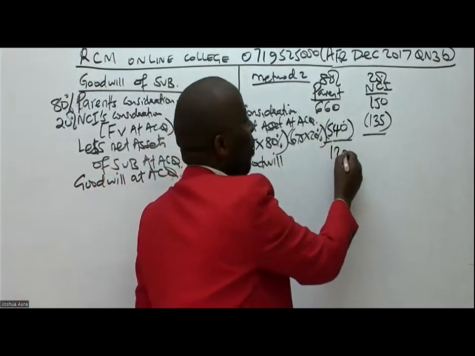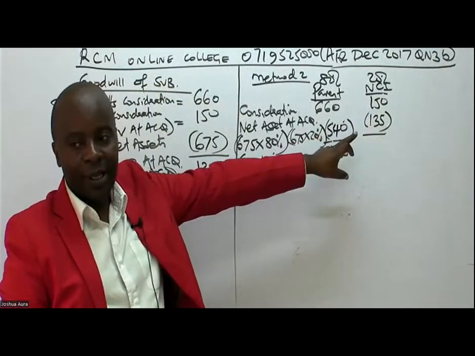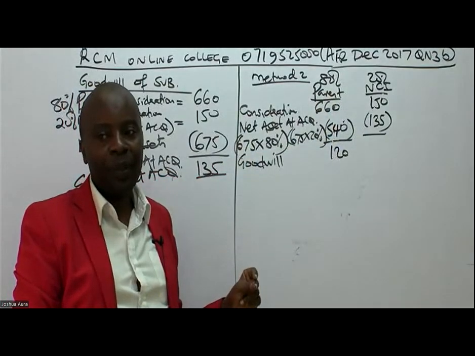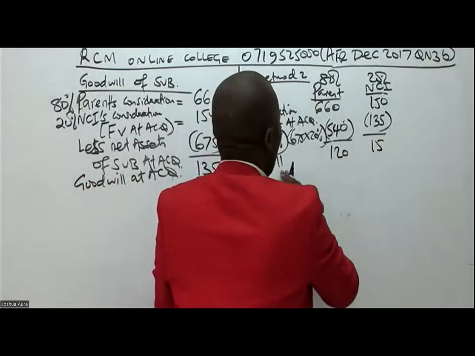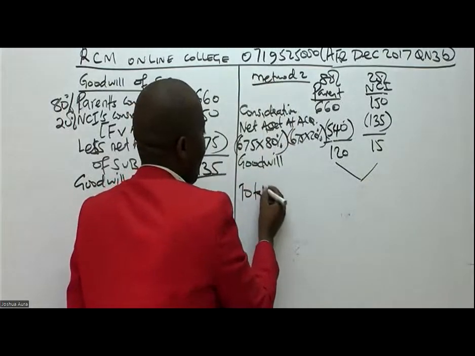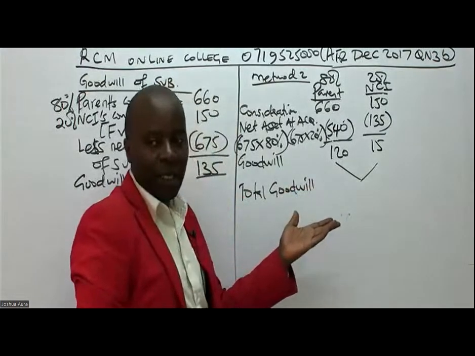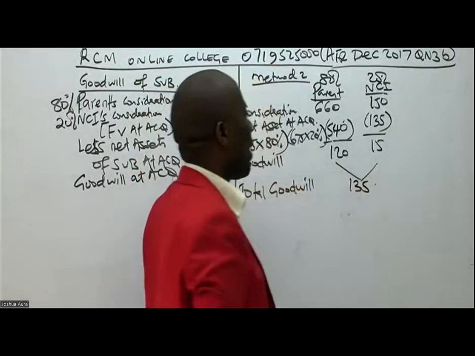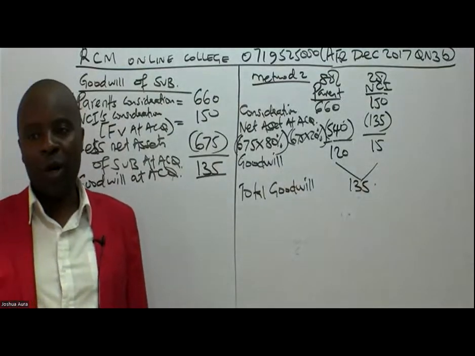Thank you very much. How about goodwill of NCI? 150 minus 135 gives me 15. Thank you so much. So this is goodwill at acquisition. If I combine the two, I'll be able to get the total goodwill. So the total goodwill will be 120 plus 15, which gives me the same figure as 135. This gives me a total goodwill of 135.